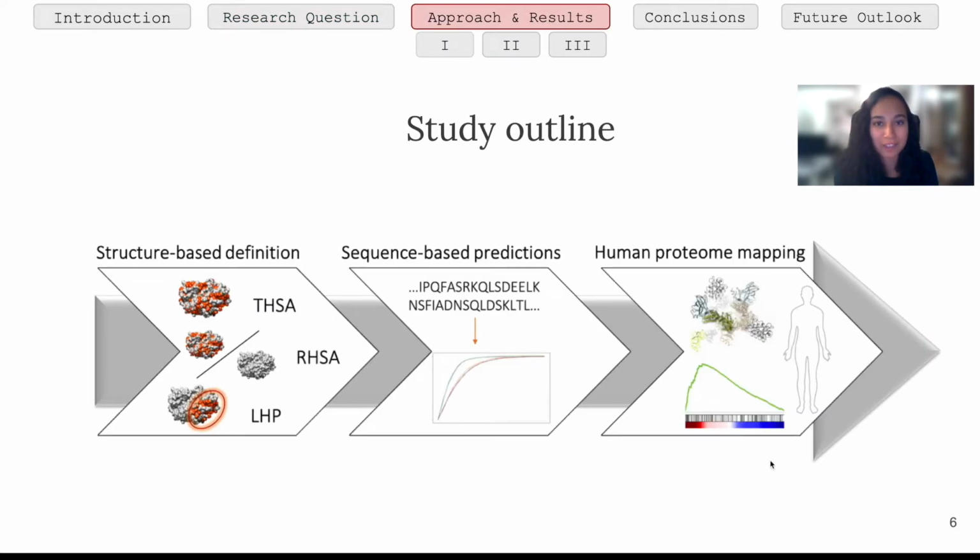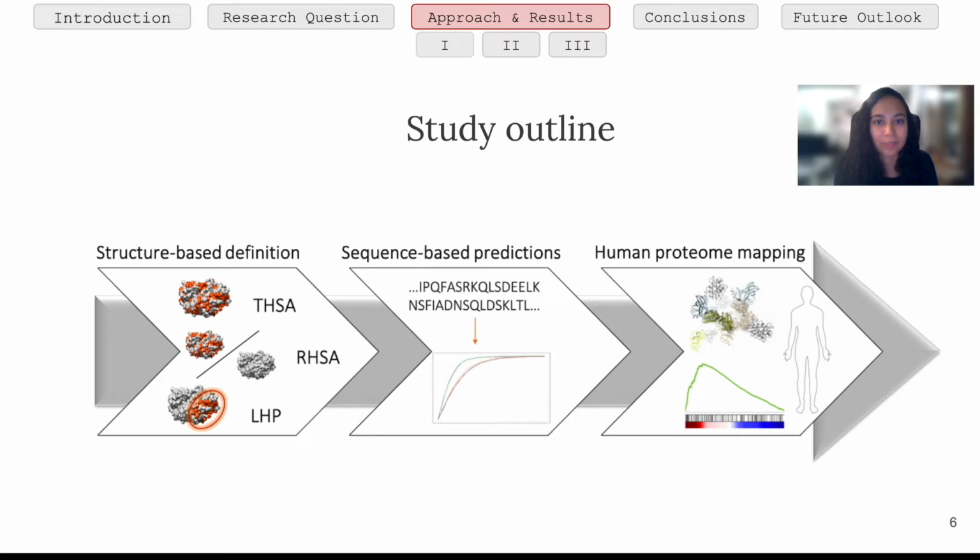Now to do this, we have a three-step approach. And the first one are the structure-based definitions. So we look at protein structures from the PDB and we analyze their total hydrophobic surface area, relative hydrophobic surface area, and the largest hydrophobic patch.